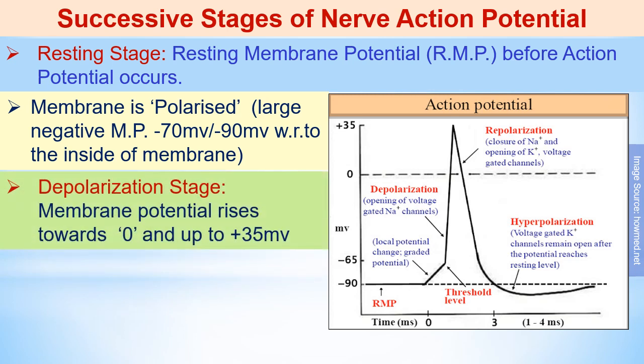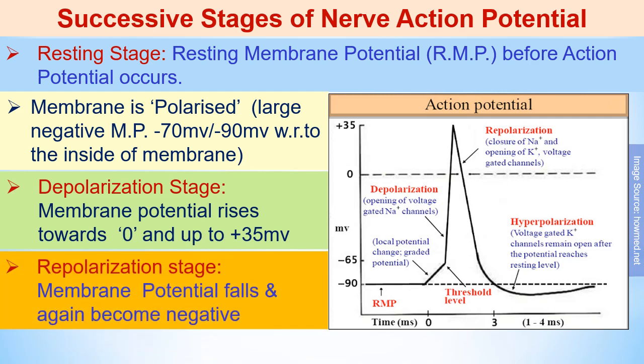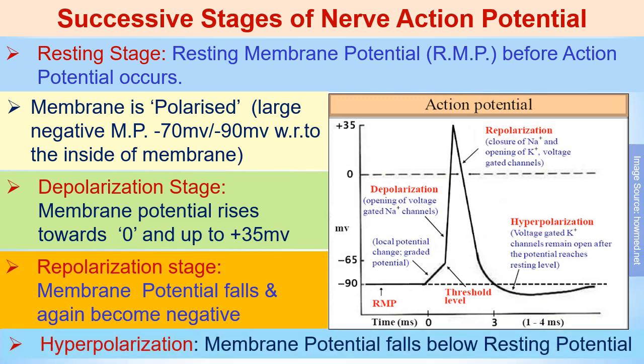The second stage is known as the depolarization stage, when the membrane potential rises towards zero and up to plus 35 millivolt. The third stage is known as the repolarization stage, when the membrane potential again falls from the plus 35 level and becomes negative again, or reaches the minus 90 level. And the fourth stage is known as hyperpolarization, when the membrane potential falls below the resting membrane potential. That is, if it goes below the minus 90 or minus 70 level, then that is known as hyperpolarization.